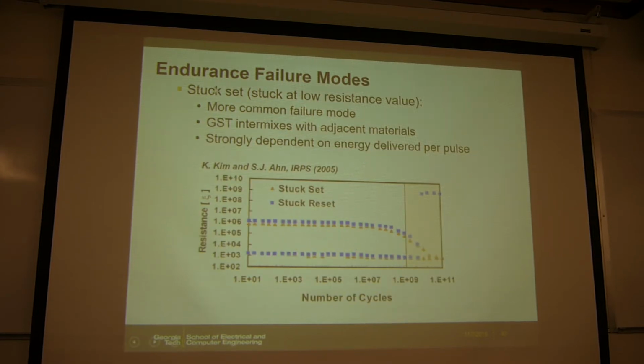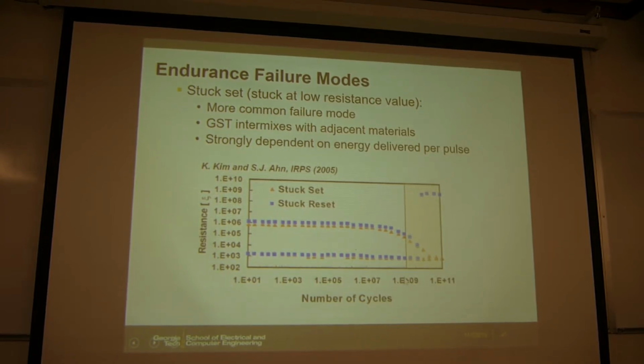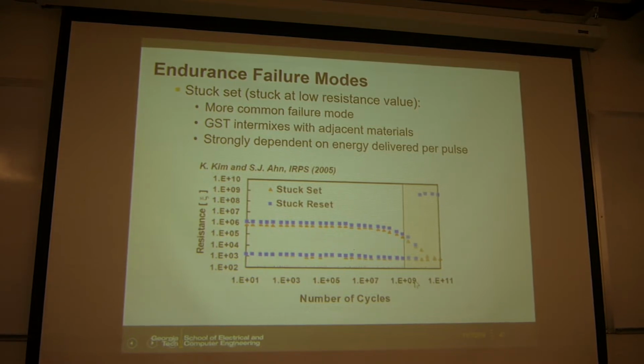But more often, the device will get stuck at the low resistance state. So this is after cycling. You can keep cycling until around 10 to the power 9 cycles, then it's stuck at the low resistance state. This is due to the intermixing of the GST with the electrode material. Typically for phase change memory at a single cell level, 10 to the power 9 cycles is very typical. But this is at a single cell level; at array level, it's probably more like 10 to the power 6.